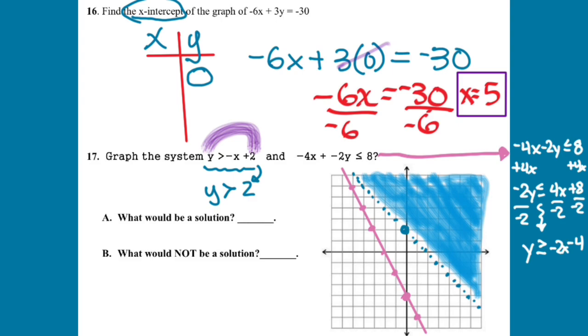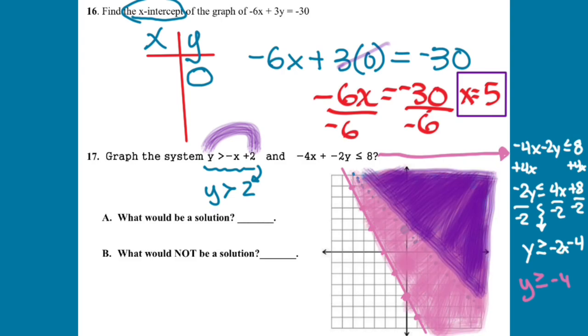So I go ahead and grab that line and I shade above it, and then I have to solve for the next one, getting y is greater than negative 2x minus 4. So I put in my negative 4, and my slope is negative 2, and then it has to be all things that are greater, right? Y is greater than negative 4, which means I'm going to shade above.